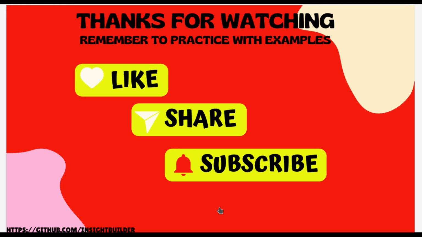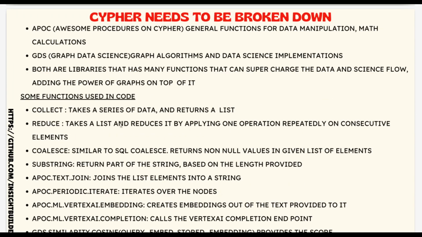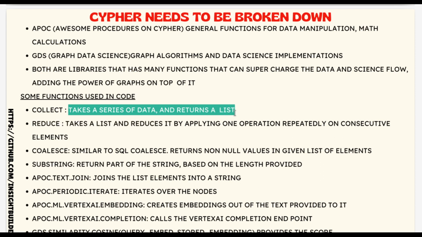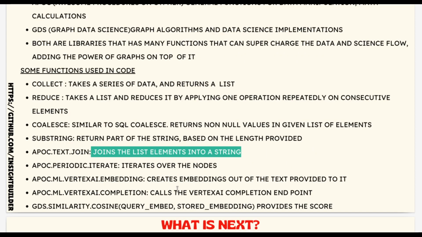How do people do this? It is possible because you solve problems. If you go up and take a look at all these functions that you are seeing here, all these functions solve certain problems. That is what I have explained here: what kind of problem it solves, or what kind of output it creates. So text.join joins the elements into a string. Periodic.iterate iterates over the nodes. Vertex embedding creates embeddings. It's pretty straightforward, right?